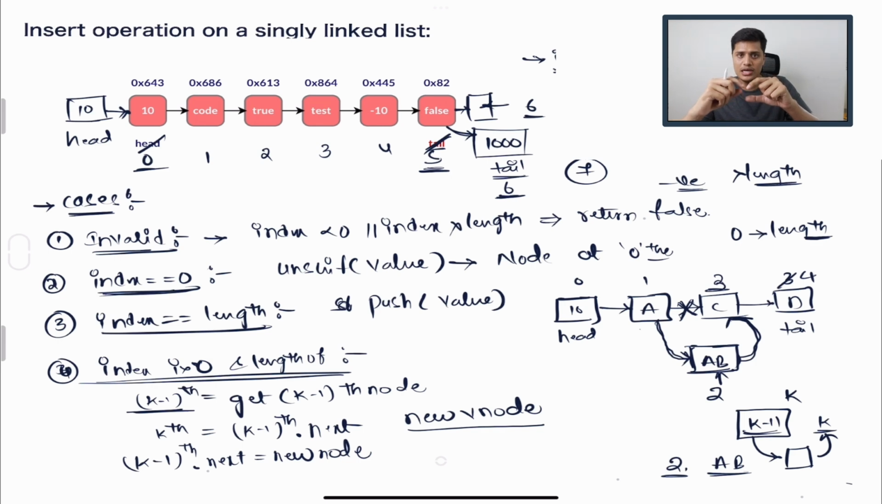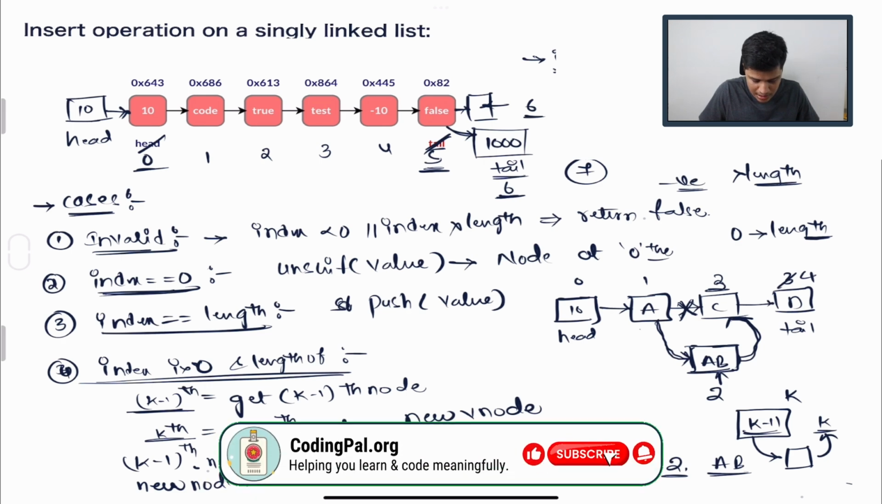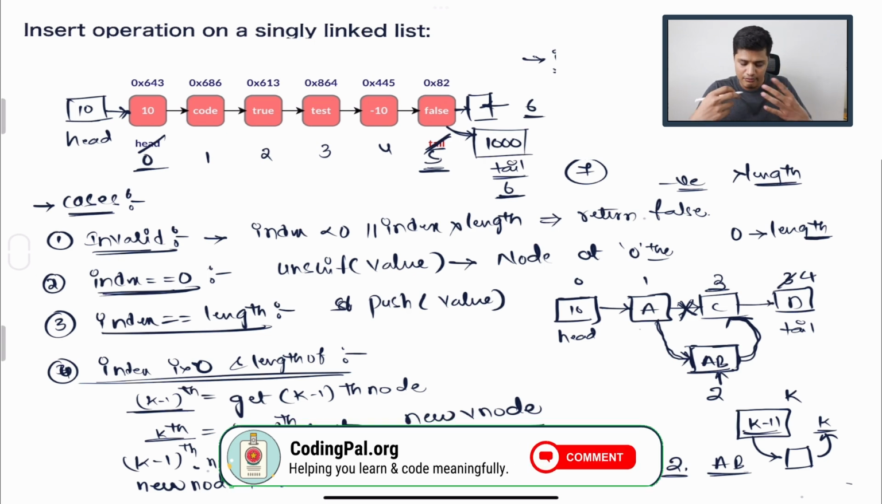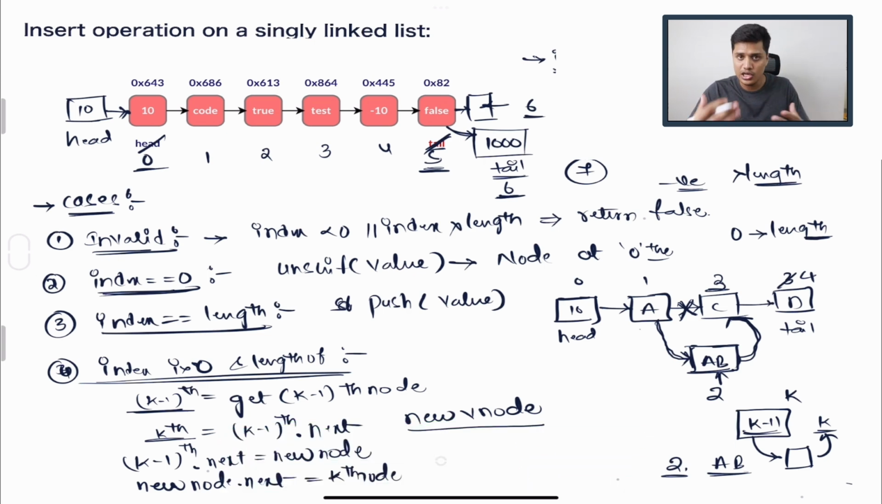Now to this newly created node, the next should be whatever the kth node that we had previously, which is available inside this kth node variable. That's why to update the next, new node dot next is equal to kth node. In this way, we are actually inserting the new node into the singly linked list.